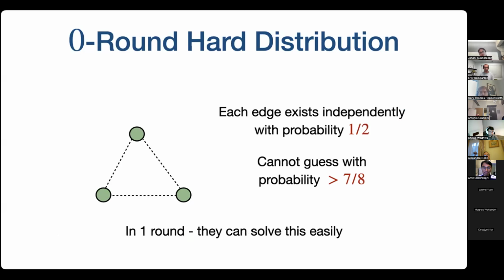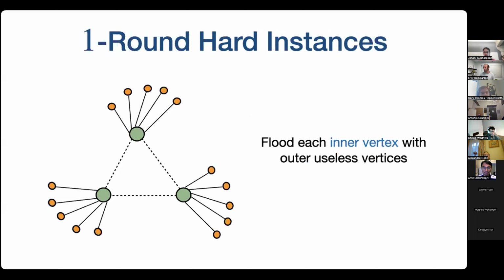But if you give them even one round of communication, they can actually solve this very easily because they'll just be able to tell each other, this is my edge, and it's over. So in one round, whatever we had, this is super simple and easy to solve. But the one round hard distribution we construct is going to look like this. What is going to happen here is this green vertex, for instance, will have a lot of neighbors.